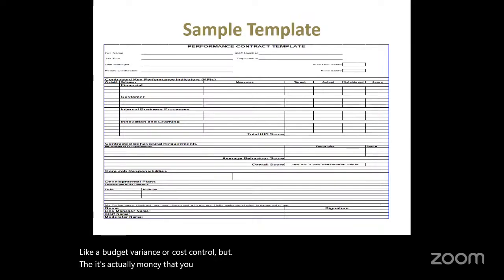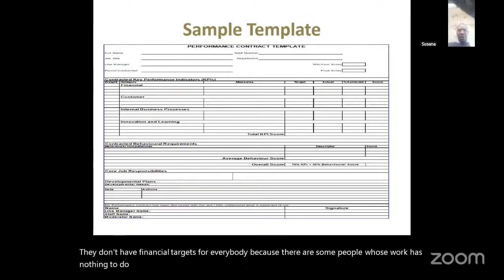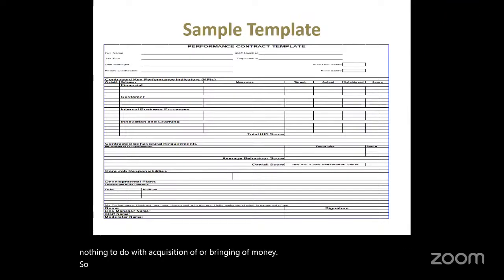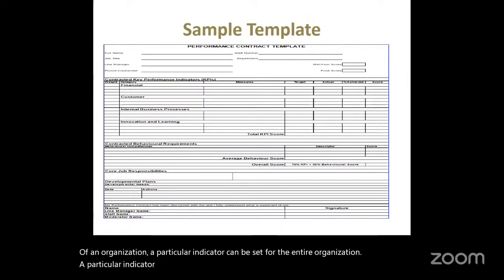Okay. But in other banks, they don't have financial targets for everybody because there are some people whose work has nothing to do with acquisition or bringing in of money. So depending on the policy of an organization, a particular indicator could be set for the entire organization. However, in most cases, your indicators are set based on your job description.